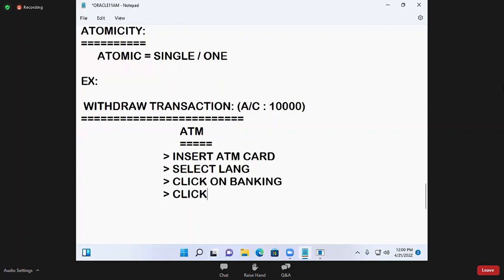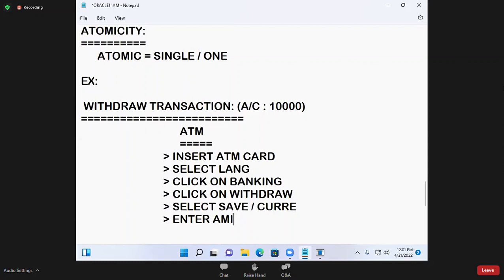So now I need to click on which option? Withdraw, because I have to withdraw. So the withdraw option. What comes after withdraw? Now we need to select your savings account or current account, etc. After that, what do you say? Enter your amount.